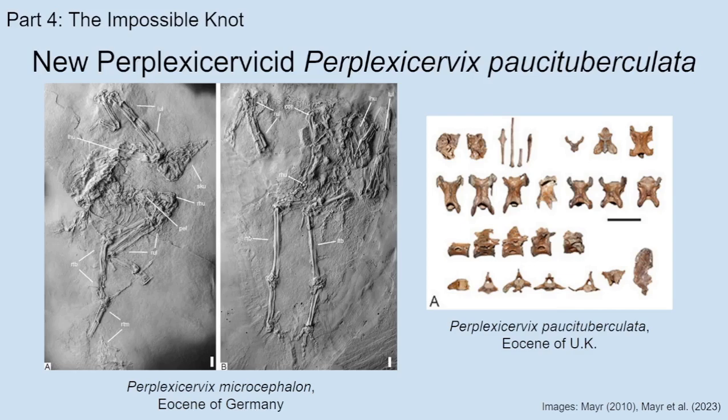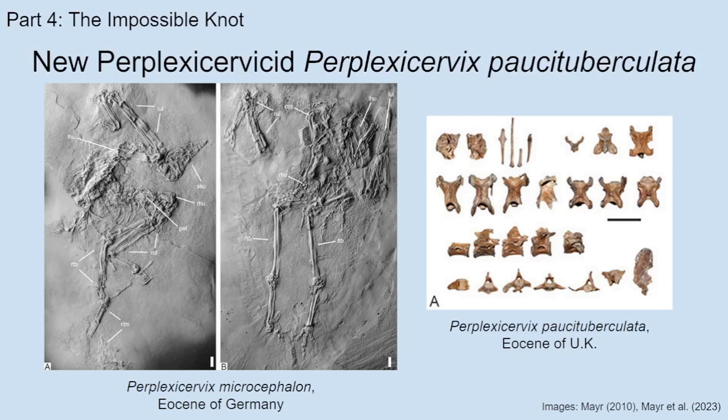So we had Perplexicervix, this weird bird with weird bumps on its neck vertebrae, known from the Eocene of Germany. Now, earlier this year, a new study came out describing a new species of Perplexicervix. And this time it's from earlier in the Eocene, from the UK. It's from the London Clay Formation, so the same location that Danielsavis was found in.